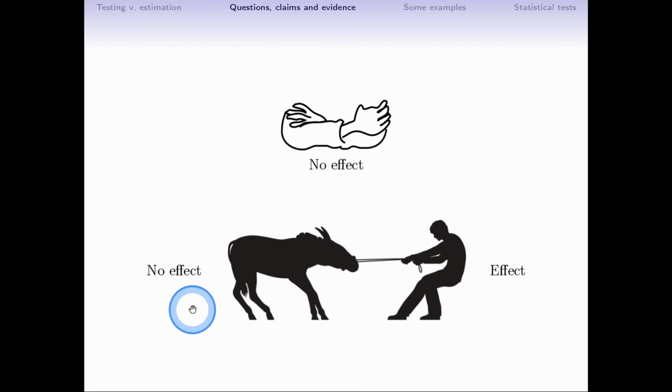Now in statistical language, the condition of no effect is called the null hypothesis, and the condition of significant effect is called the alternative hypothesis. Let's take a look at these two concepts in some more detail.